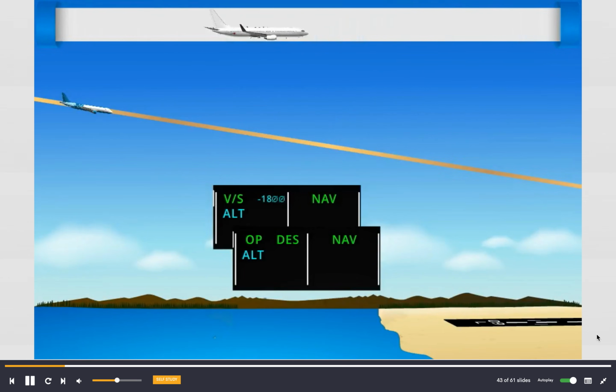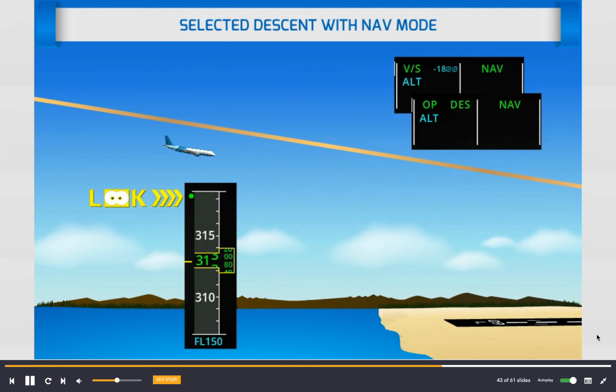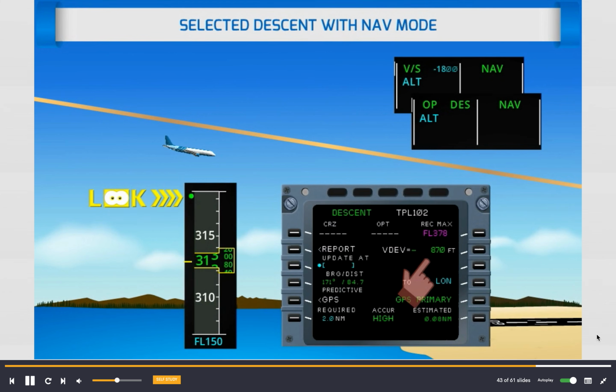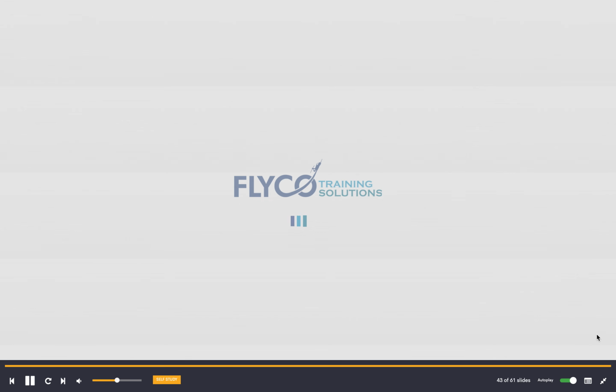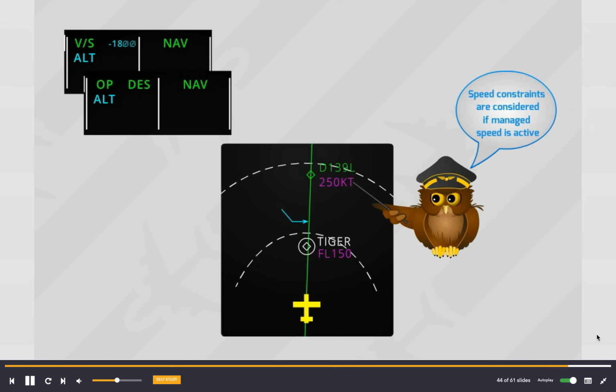Selected descent with nav mode. When descending in open descent or vertical speed mode with the nav mode engaged, vertical deviation is displayed on the primary flight display and on the MCDU progress page. On the navigation display, a white circle appears around the waypoint with an altitude constraint to indicate that the constraint is disregarded. Speed constraints are considered if the managed speed is active.